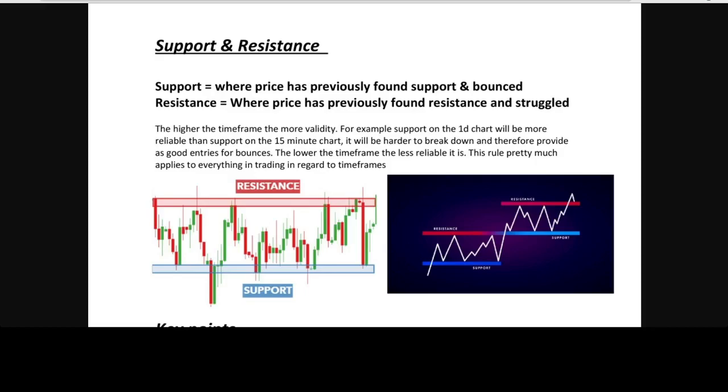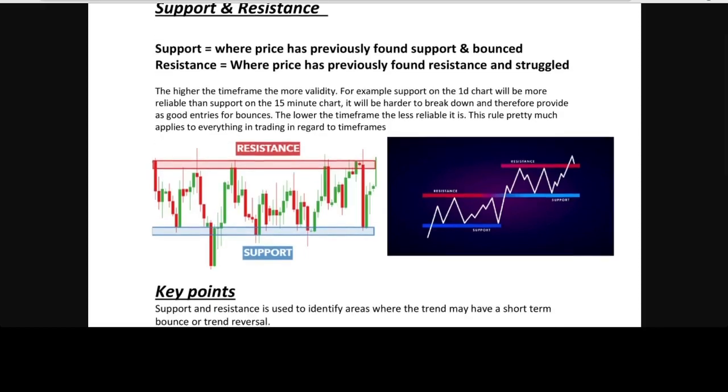And this is a good starting point in the charts. Support is where the price has previously found support and bounced. Resistance is where the price has previously found resistance and struggled. So have a look at these charts while I talk. The higher the time frame, the more volatility, as I've said. For example, support on the 1-day chart will be more reliable than support on the 15-minute chart. It will be harder to break down and therefore provide as good entry points for bounces. The lower the time frame, the less reliable it is. This rule pretty much applies to everything in trading in regards to time frames.